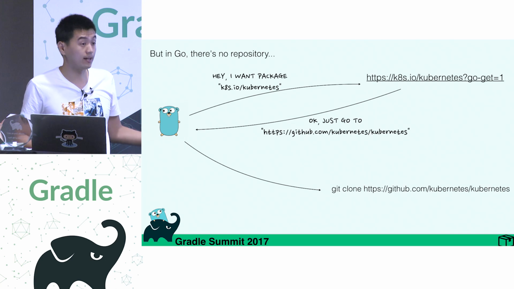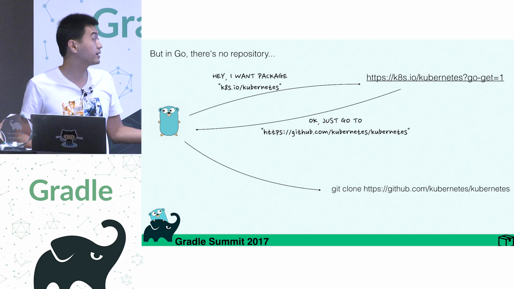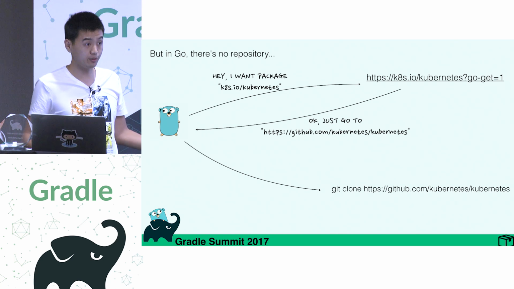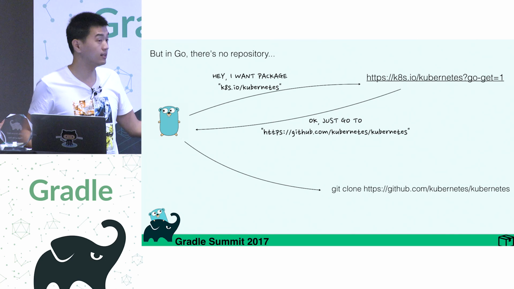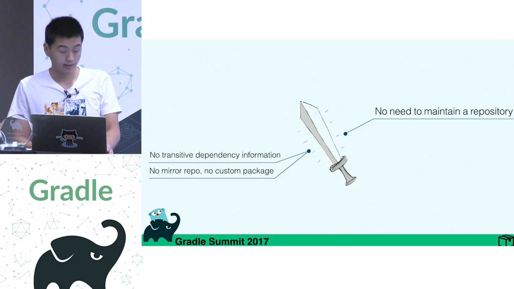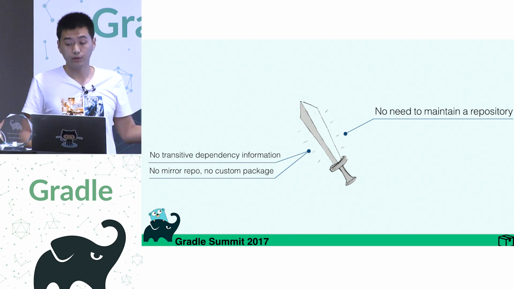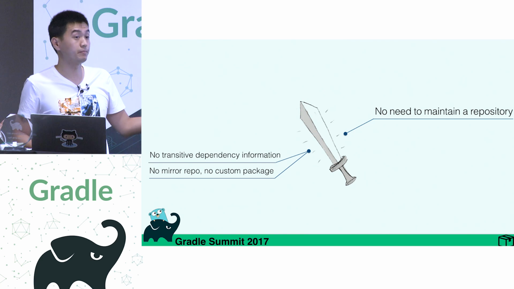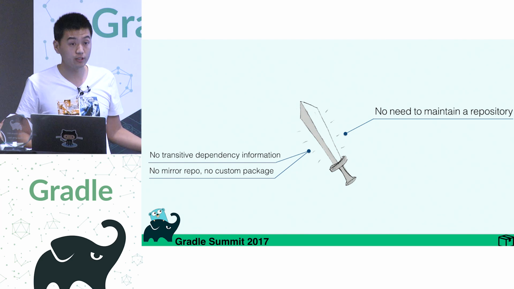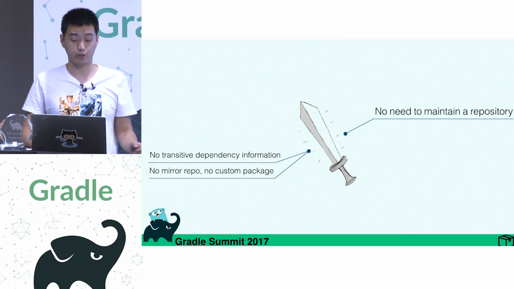And in this case, the version is something like a git commit, git tag, or SVN revision, because the central repository is exactly the code repository. And obviously, it's a double-edged sword because while you don't need to maintain a central repository, you lose the flexibility of custom package names, and you lose the transitive dependency information.